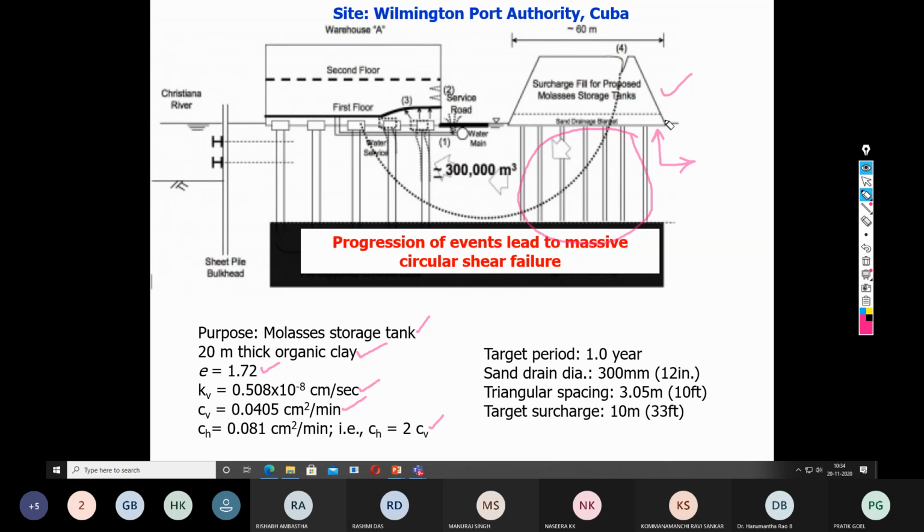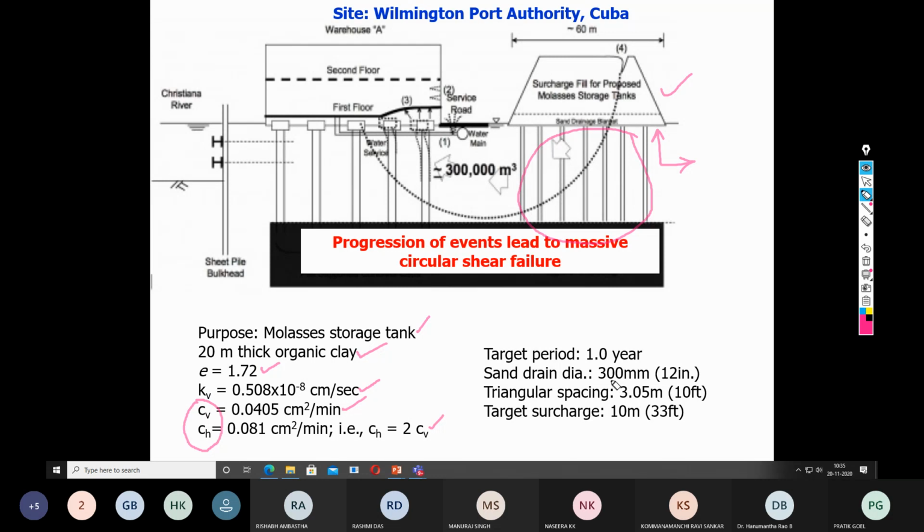So when there is a distinction in the permeability, as with consolidation, that's why the coefficient of consolidation in the vertical direction is different from the coefficient of consolidation in the horizontal direction. Since the permeability is approximately 1 to 2 times higher than in the vertical direction, so is the coefficient of consolidation. Now let us come to this case study.